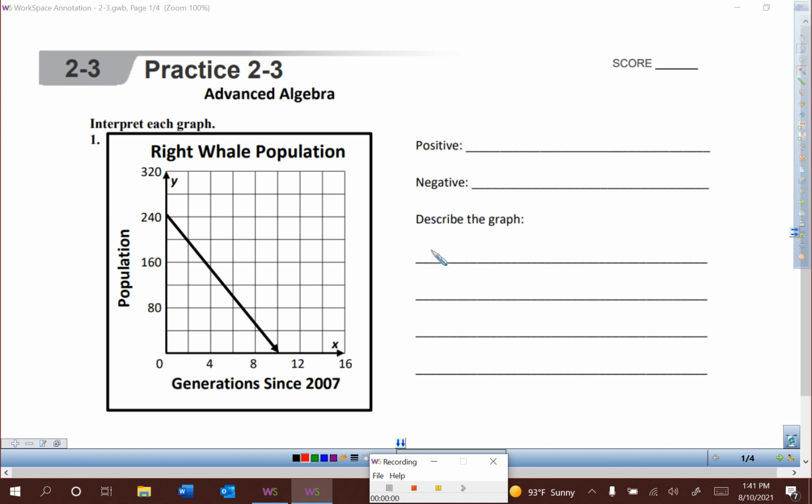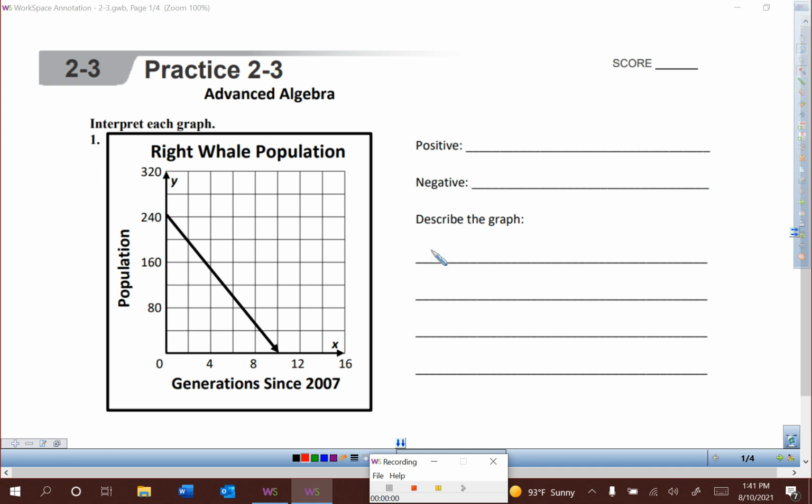So today in Advanced Algebra 1, we are going to continue with interpreting graphs. On the first interpreting graphs lesson, the practice 2.2, we looked at intercepts and increasing and decreasing. So for this lesson, we are going to look at a couple of different things. We're going to look at positive versus negative. So that's something a little bit different. And then we're also going to practice describing the entire graph versus just one point.